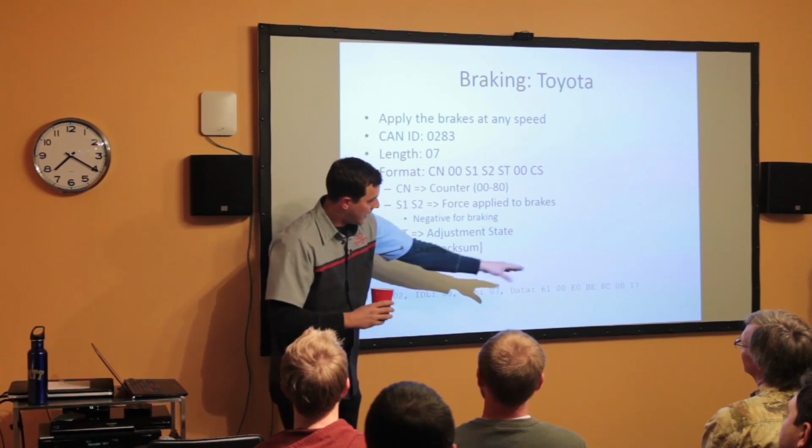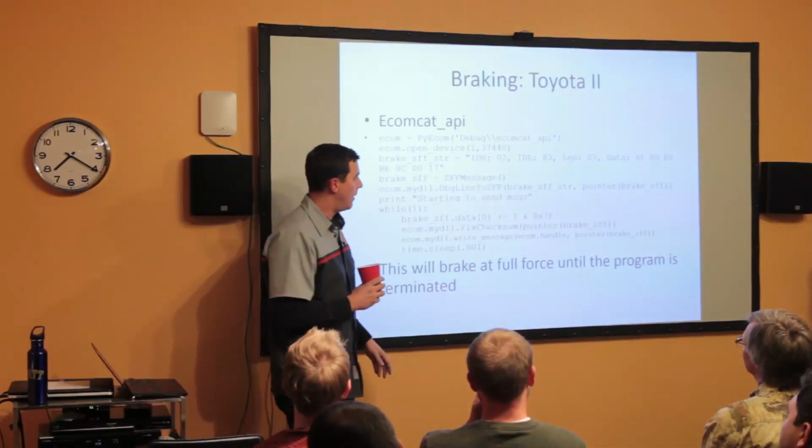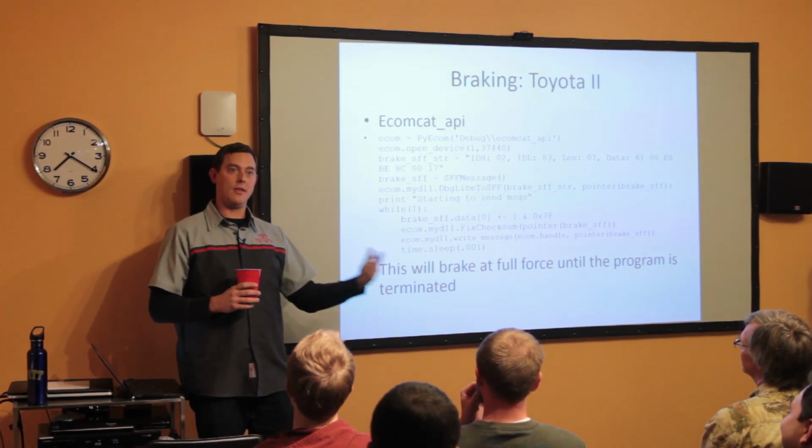Here's the decode. There's the message that you can send. Oh, what do you know? There's some easy Python code. You can copy and paste that and completely immobilize a Prius. You might ask, Chris, how did you figure out how this car would automatically brake itself?